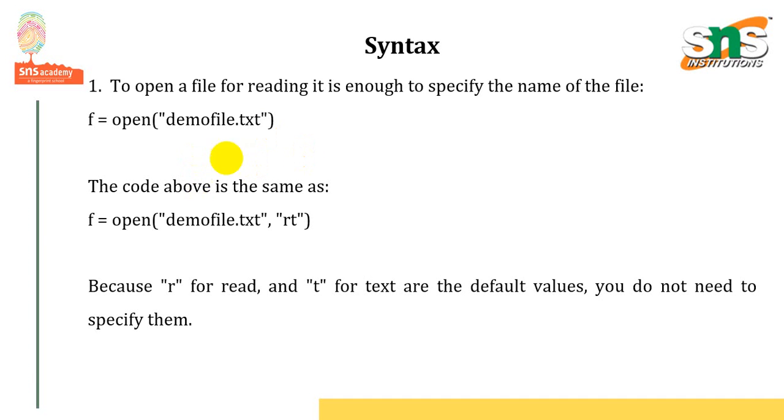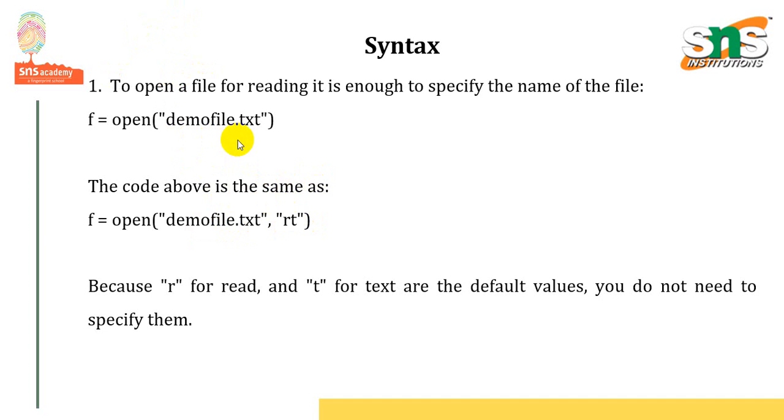This is one syntax. We can slightly modify the same syntax in the Python file. Instead of the same content, you give f equal to open, double quotes demo file.txt, closing the quotes, comma, and you can give "rt". So here this rt represents the mode. There are two parameters involved in this syntax. One will be the file and another one will be the mode.